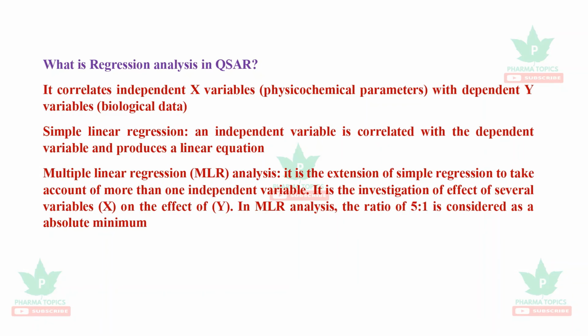What is regression analysis in QSAR? It correlates independent variables such as X, physicochemical parameters, with dependent Y variables, that is the biological data. Simple linear regression: an independent variable is correlated with a dependent variable which produces a linear equation. It is just an R square which you can derive from an Excel sheet itself. Multiple linear regression is an extension of simple linear regression to take into account more than one independent variable. It is an investigation of the effect of several variables on Y. In a multiple linear regression analysis, a ratio of 5:1 is considered as absolute minimum.